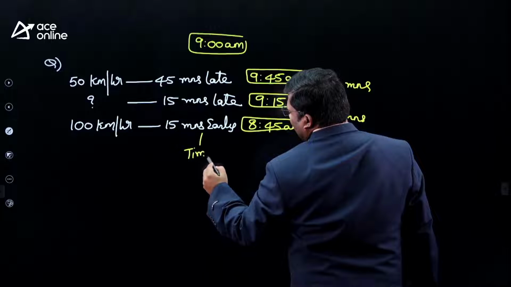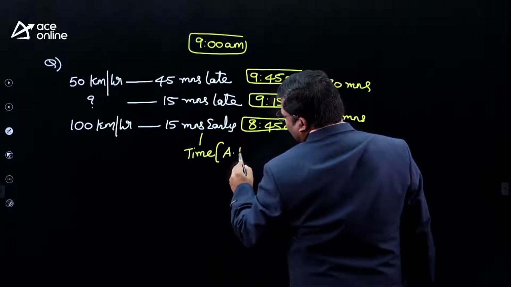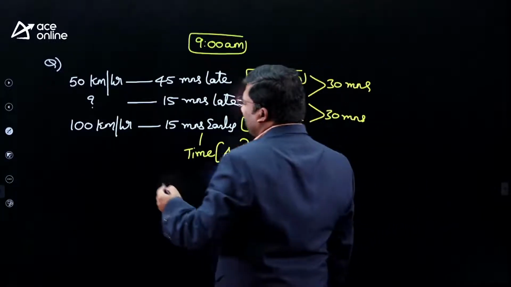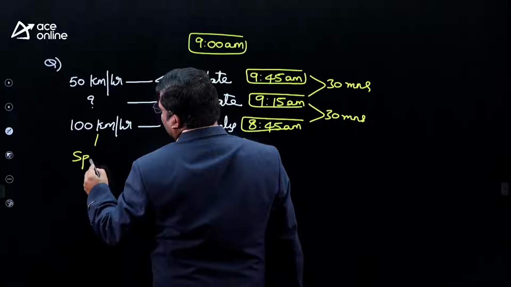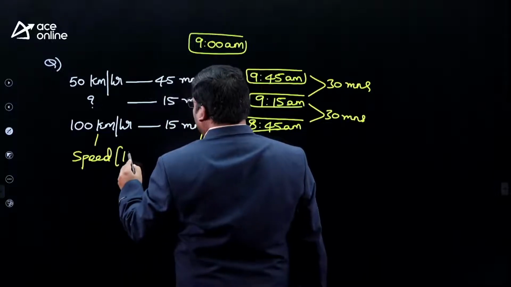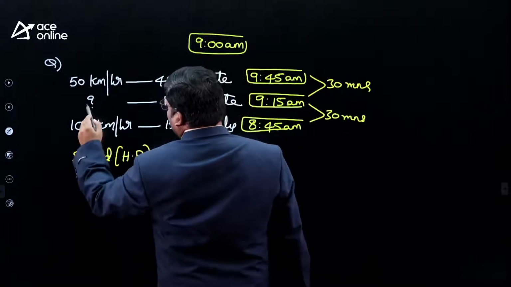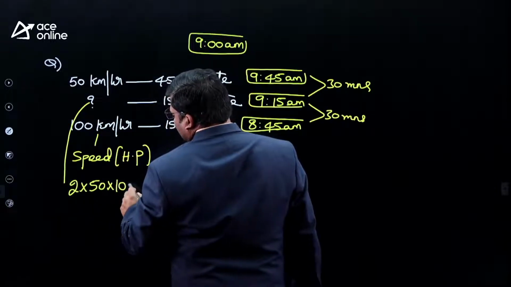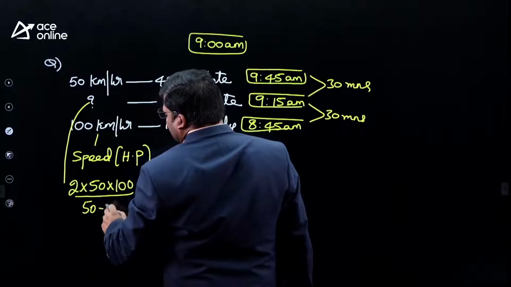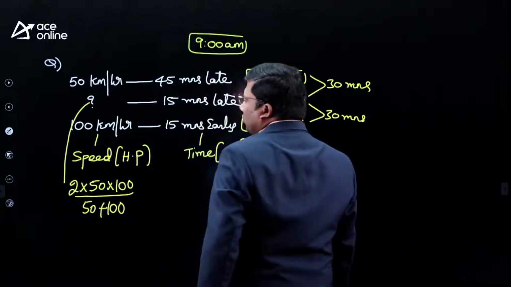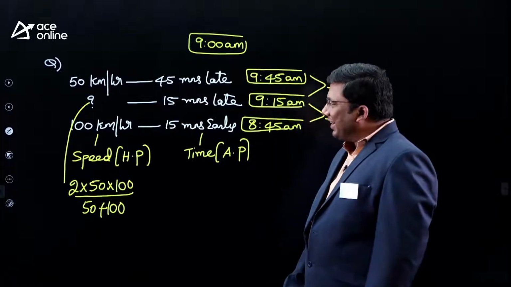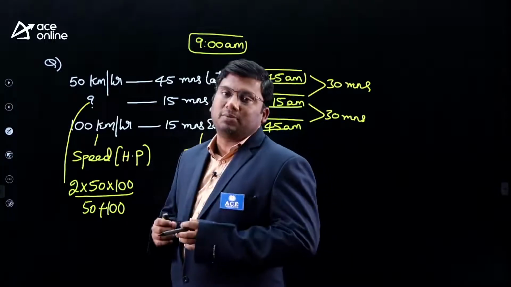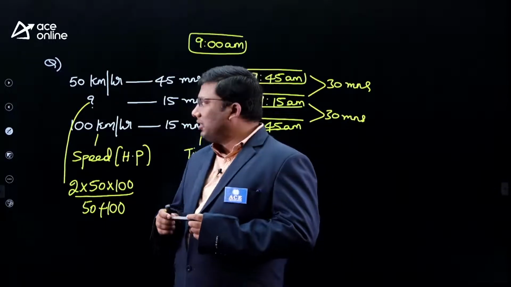This question is actually making you fear, but it's a very easy question. Time is in arithmetic progression. That means speed will be in harmonic progression. The middle value will be 2ac by a plus c. How easily the question can be solved. Is the idea clear? We will take out a particular model. We will discuss all the possible varieties of questions that will come in this model.